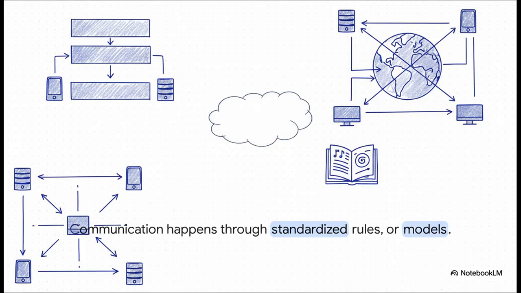Well, the answer is a standardized set of rules, or what we in the biz call networking models. You can think of them as the universal grammar for the entire internet. It's what makes sure every single device is playing from the same sheet of music.